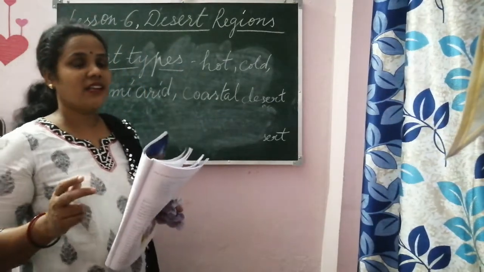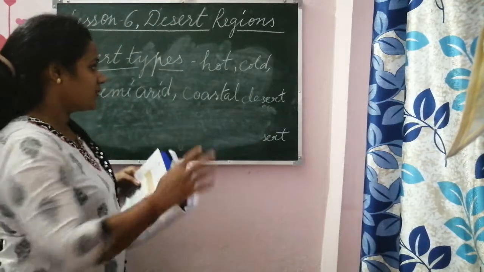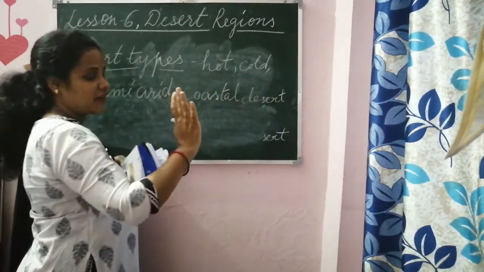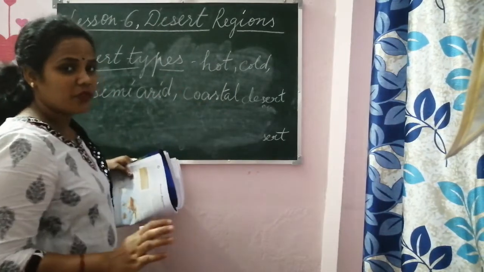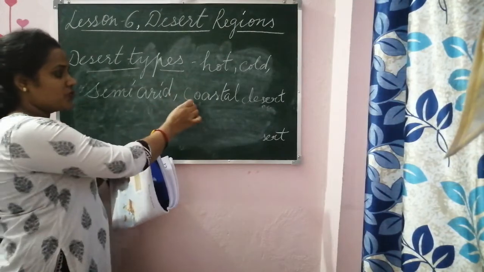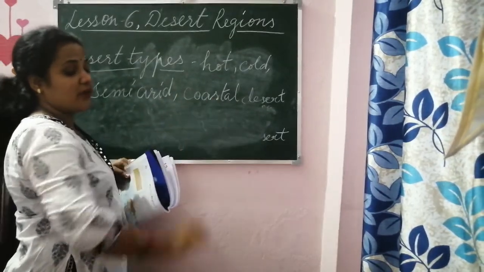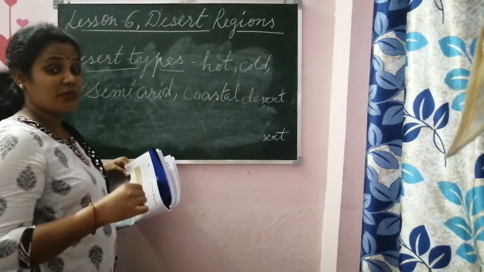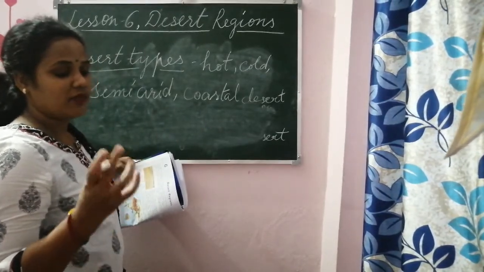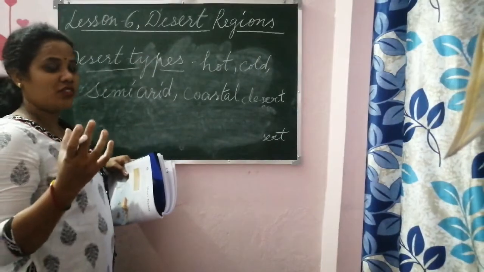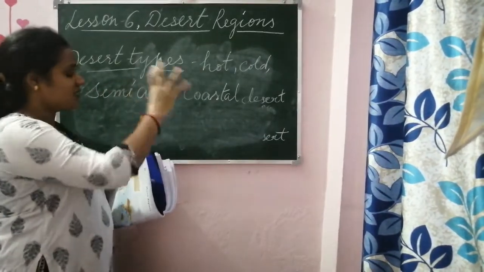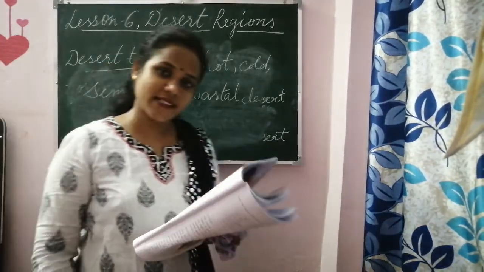But in our mind we probably have two sets, hot desert and cold desert, icy and sandy. Okay. These two are very uncommon. We don't know much about them. But there are also semi-arid and coastal deserts. I told you coastal is where the sea and land meet, near the seashore. Why? Because the wind is not full of moisture, so there is not much rainfall. Okay. So these are the types of deserts.